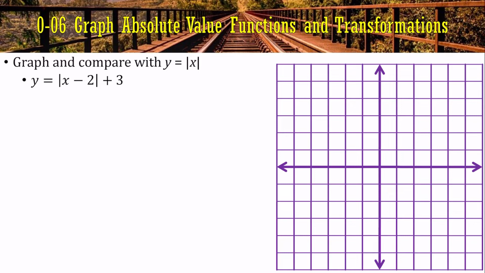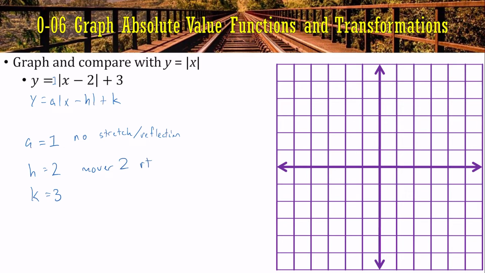So graph and compare with y equals the absolute value of x. Well, if I go y equals a, absolute value of x minus h plus k, I can look at all these things and let's say a is, it's not 0, it's 1. It's 1 times that. h is 2 and k is 3. So what's this mean? When a is 1, there's no stretch or reflection. However, the 2 means we are moving 2 to the right, and we're going to move 3 up.